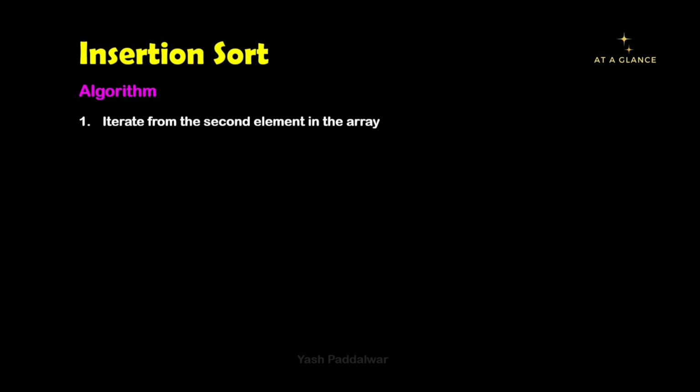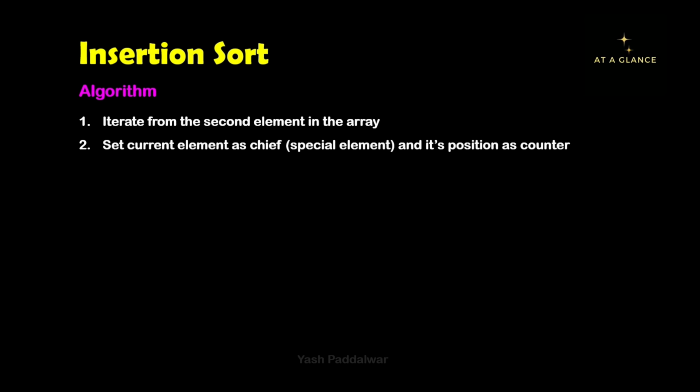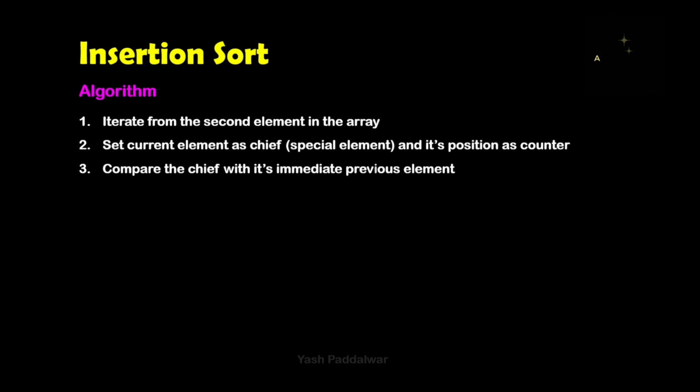So in the first step, we need to start iterating the array from the second element. Note that you need to start from the second element. Now name the second element as chief and its current position as counter. Chief is the current element on which we will be working. Now the third step is to compare the chief with its neighboring leftmost element, which is immediate to it, which means array of ith element will be compared with array of I minus 1th element.